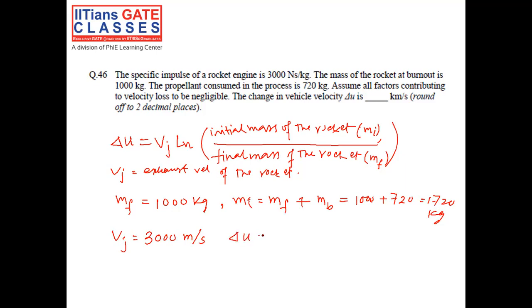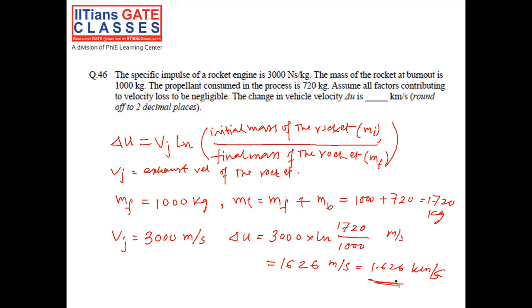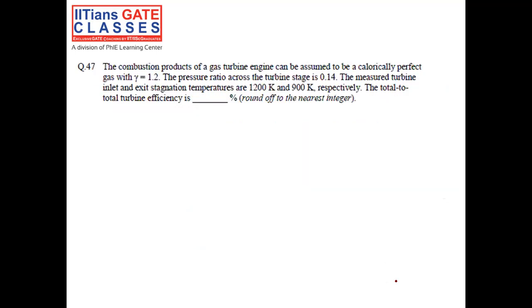So delta U will be 3000 multiplied by ln of 1720 divided by 1000. This is in meter per second, which will come around 1626 meter per second, or 1.626 kilometer per second. This is the answer. Next question.